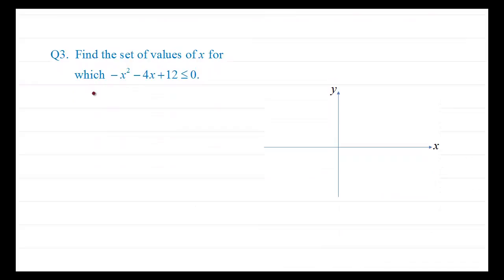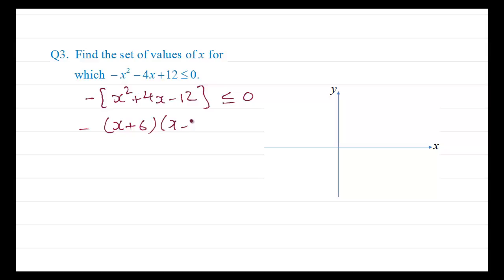Or we can do this question by having a minus sign outside, then write x squared minus 4x, which becomes plus 4x then minus 12, less than or equal to 0. So you factorize inside, so it's x plus 6, x minus 2. So the critical values are again x equal to minus 6 or x equal to 2.